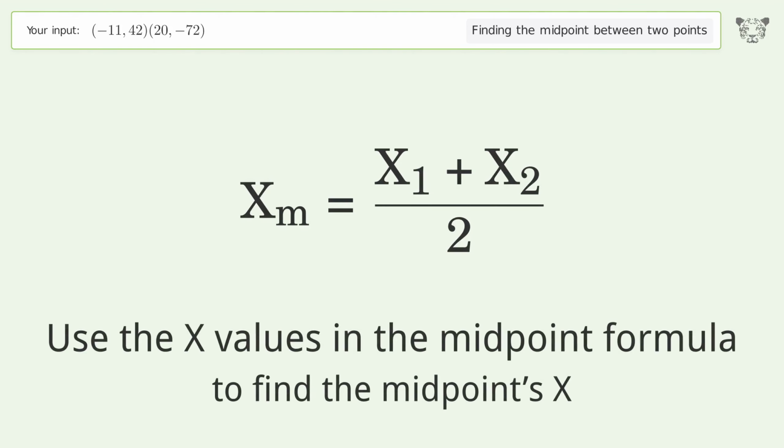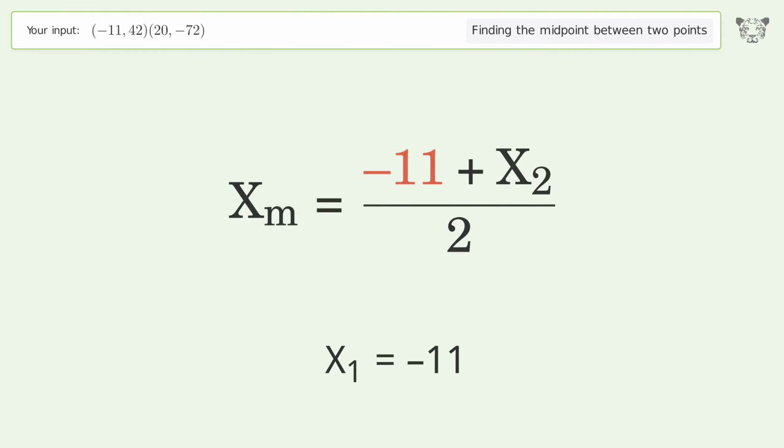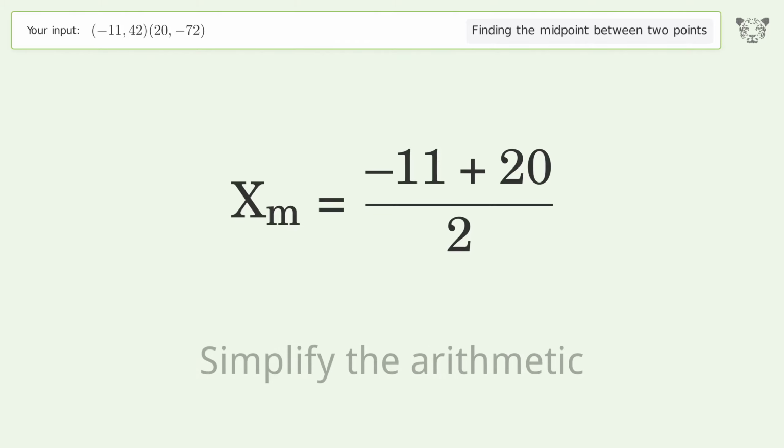Use the x values in the midpoint formula to find the midpoints x. x1 equals -11. x2 equals 20. Simplify the arithmetic.